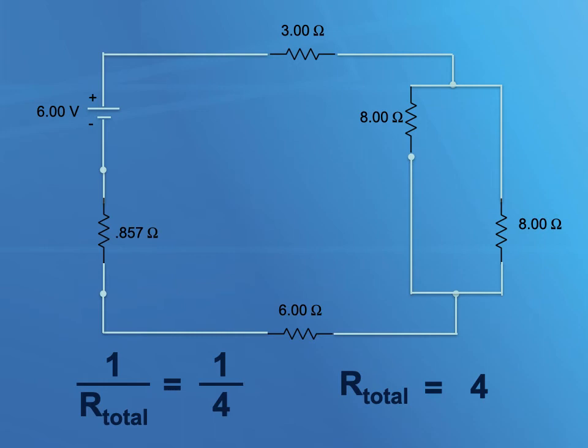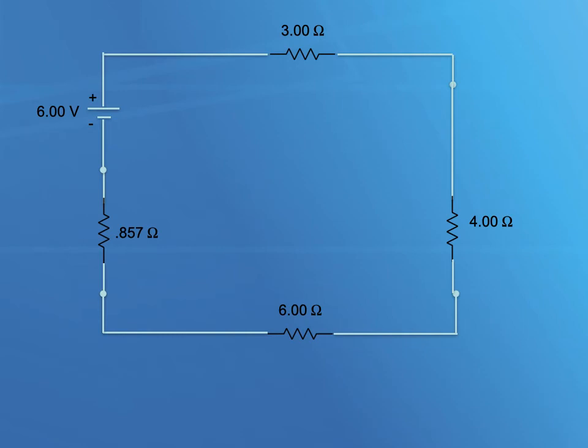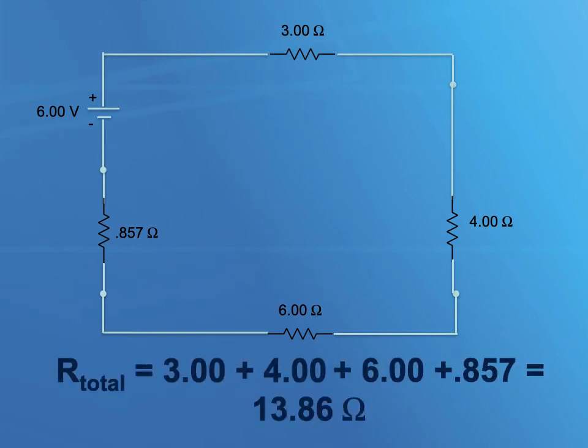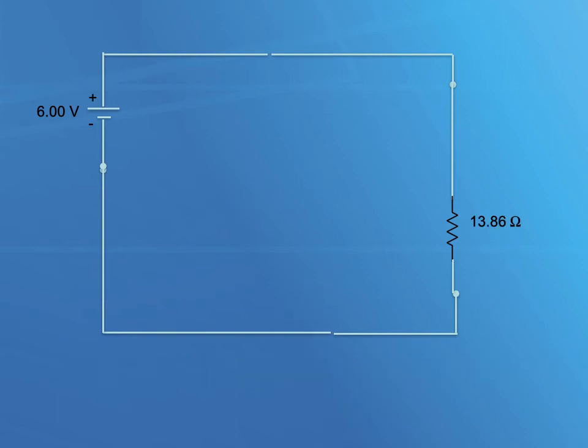Okay, so 1 over R total equals 1/8 plus 1/8, which is 1 over 4. Take the reciprocal of both sides, so the total is 4. And now we've replaced the two 8 ohm resistors with a 4 ohm resistor. Now we have 4 resistors around the circuit. They are in series, so we can add them together. 3 plus 4 plus 6 plus 0.857 gives us a 13.86 ohm circuit. So we can replace the entire circuit with a single resistor, 13.86 ohms. Remember how complicated that looked when we started? Well, it turns out we can simplify it, and it works out as being a single 13.86 ohm resistor.